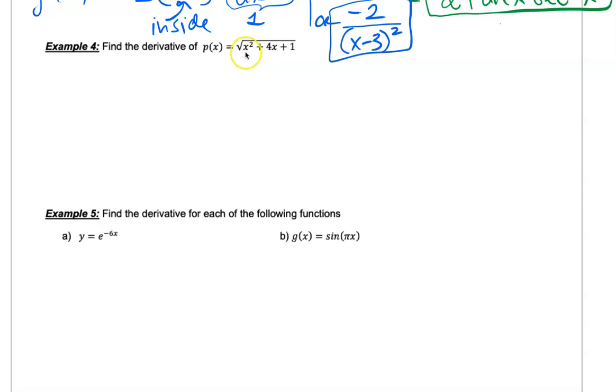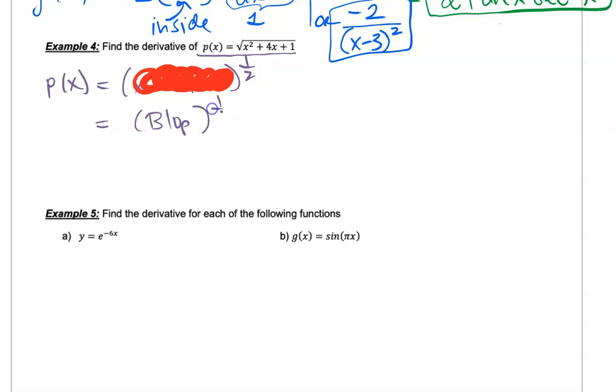So in example 4, you can see we're being asked to take the derivative of a square root function. So first I would want you to recognize that a square root function is really a power function. So I would rewrite it as x squared plus 4x plus 1, all being raised to the power of 1/2. So a 1/2 power has the same meaning or value as a square root. So then I would want you to notice that this is basically just some blob to the power of 1/2. So my outer function in this case, outer layer, is the power of 1/2. So when I first begin to take the derivative of this, I will start with a power rule.